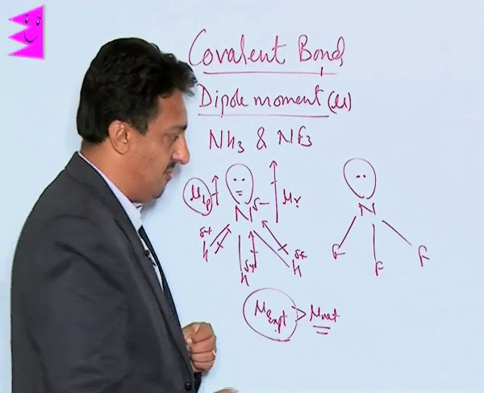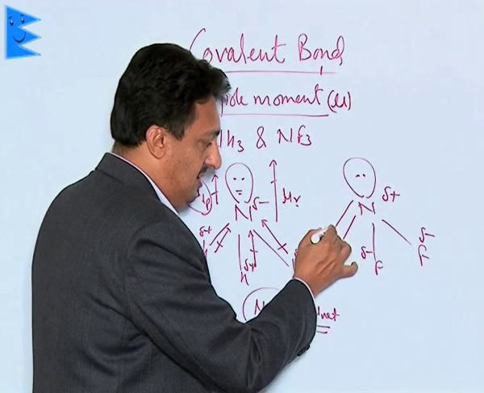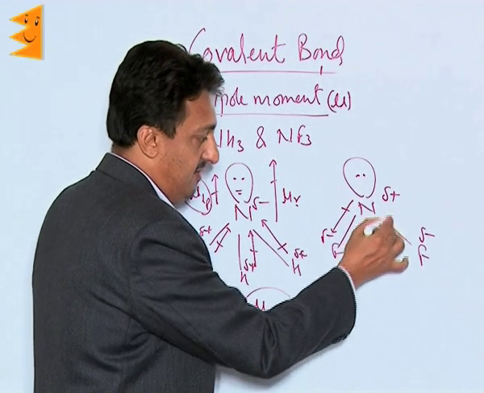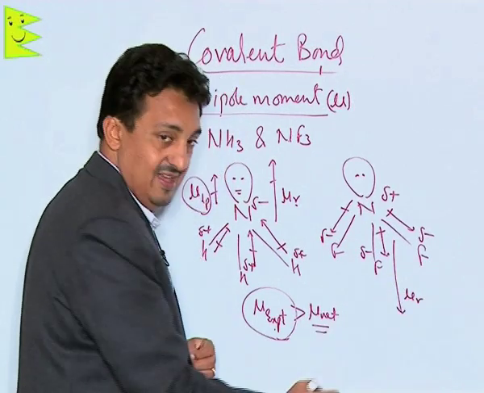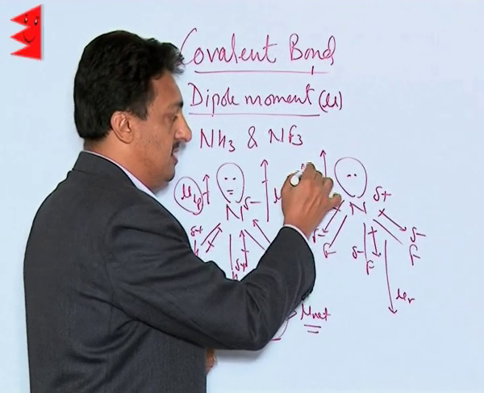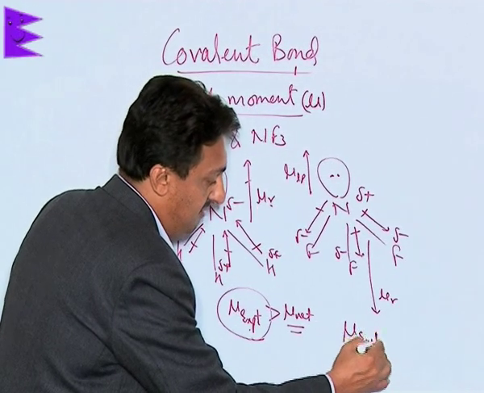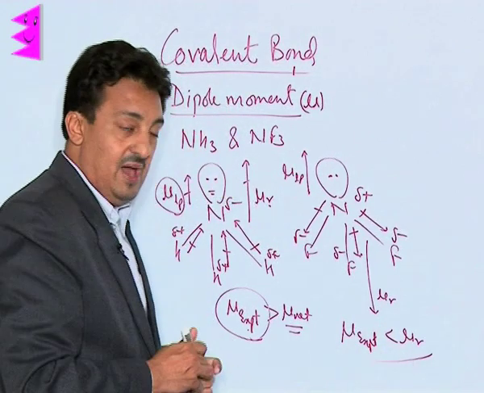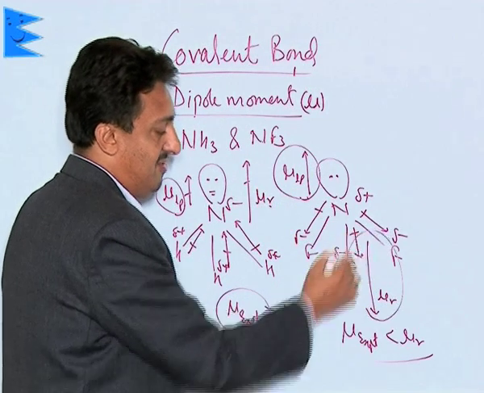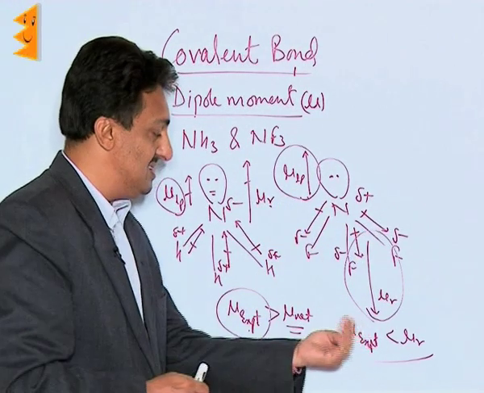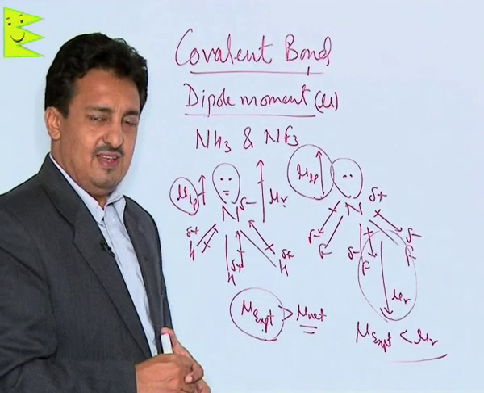Whereas in the case of NF3, since fluorines are more electronegative than nitrogen, all the dipole moments of the fluorine-nitrogen bonds are away from nitrogen. So definitely the resultant is on the downward side, whereas the lone pair's dipole moment is opposite to this one. So in this case the experimental value is less than the resultant one. Why? Because the dipole moment of the lone pair is subtracted from the resultant one. That's why it is less than the resultant one. So this is how we find the resultant dipole moments.